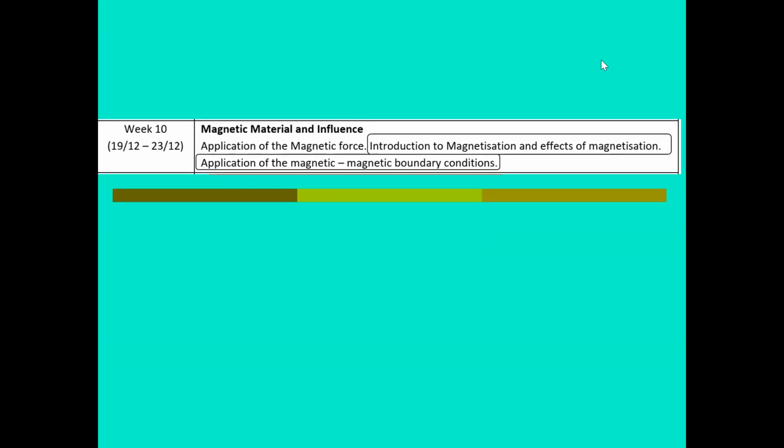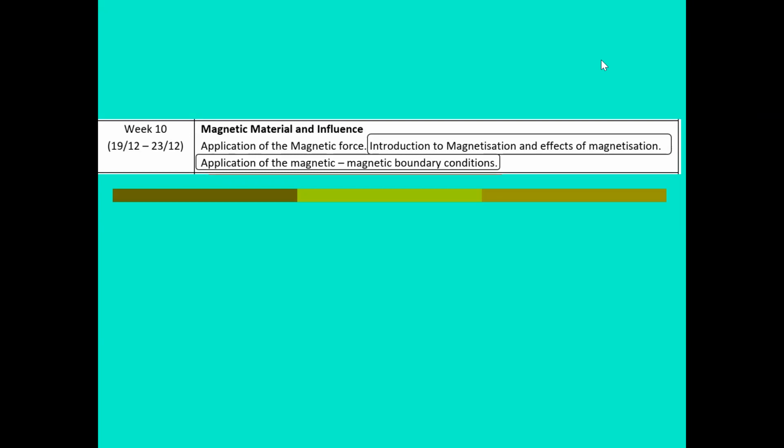Assalamualaikum, very good morning. For today's lecture, we're going to proceed with lecture 19, in which the topics covered will be based on chapter 7, which is on magnetic material and influence. This is a continuation from lecture 18.